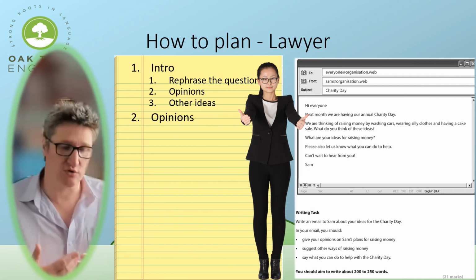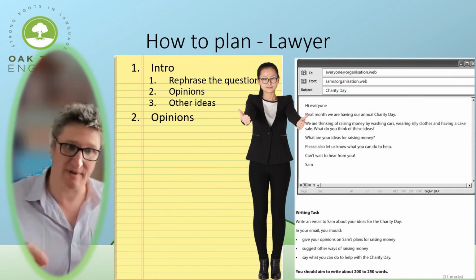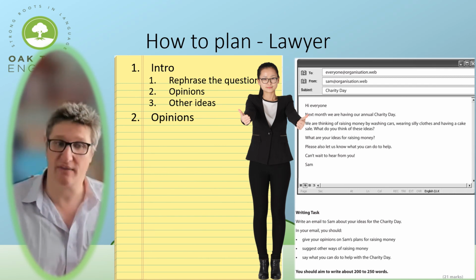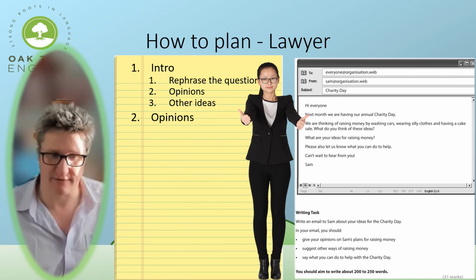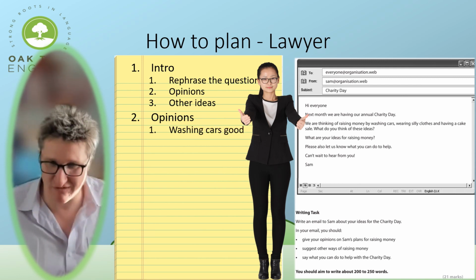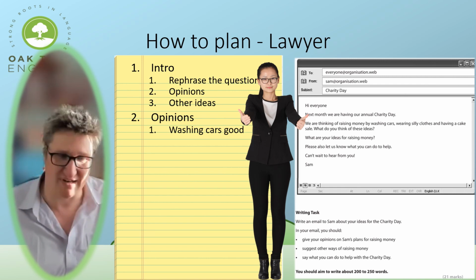Then you can put in your opinions, or say that you have some opinions. You don't necessarily have to voice them yet. You can then put in some other ideas that you have. Your second paragraph would be those opinions. Notice that it corresponds with the first talking point here. Give your opinions on Sam's plans for raising money.